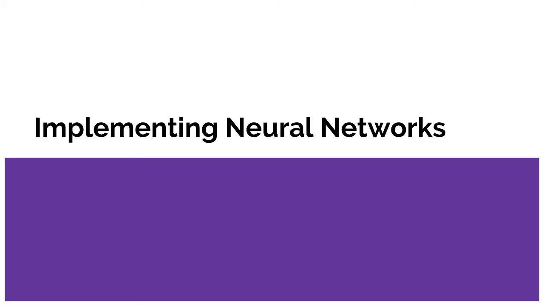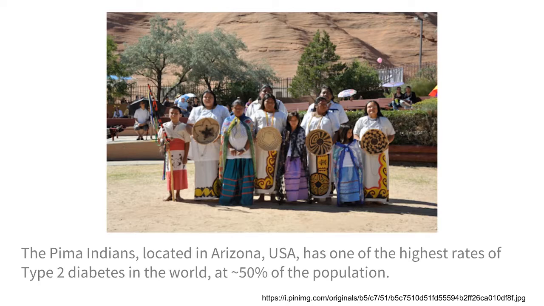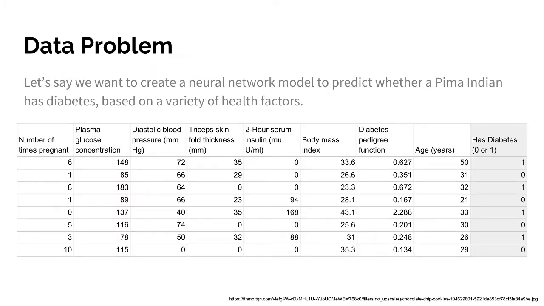So how do we implement a basic neural network? Let's start with an example data set. The Pima Indians, located in Arizona, USA, have one of the highest rates of type 2 diabetes in the world, at around 50% of the population. And so they have been a really incredible data source for medical researchers to investigate how diabetes comes about. So let's say we wanted to create a neural network to predict whether a Pima Indian has diabetes based on a variety of health factors.